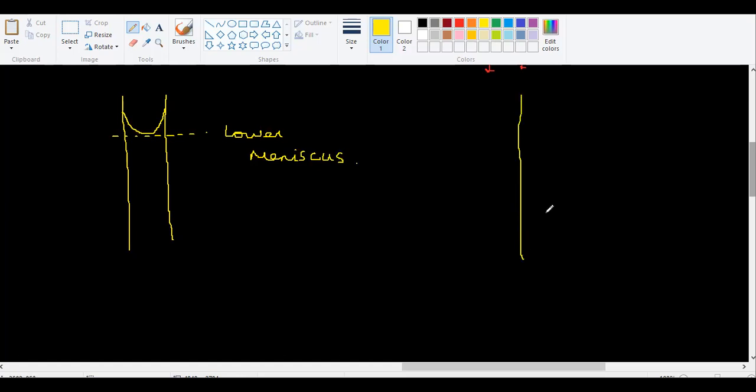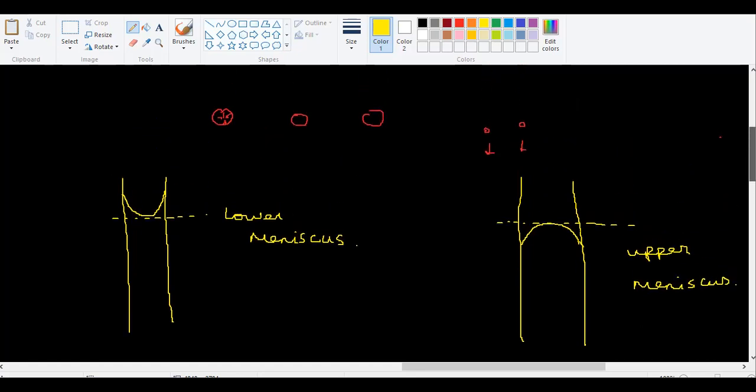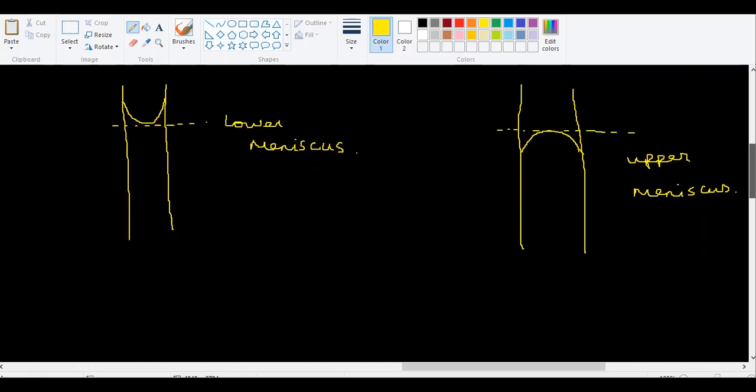But suppose you have mercury inside the same burette, the mercury will look something like this. Why? Because the surface tension is much higher. In your chemistry experiments, they will say that for water you should take the lower meniscus, and for mercury you should take the upper meniscus. Just for our understanding, I have given it as water and mercury. The same thing can be applicable to many other liquids, such as oil, glycerin, and many different liquids.